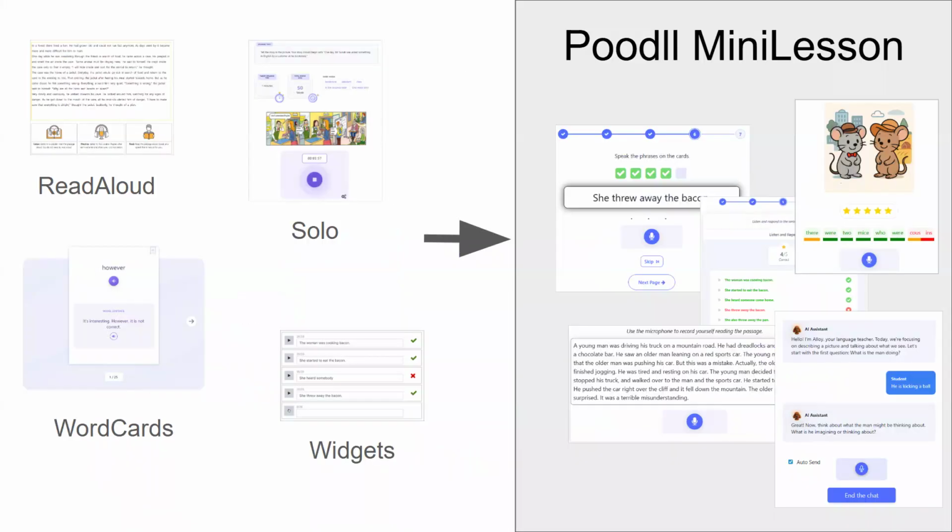So what we can do in Read Aloud, Solo, and Word Cards, we can do to some extent also in MiniLesson. And there are also widgets that we've had in Poodle in the past for dictation and shadowing and other activities that didn't really have a home where they had a grade or a completion because they didn't really justify a full plugin. But we've taken all that functionality and put that into MiniLesson as items, so we can actually build very customized, flexible, and useful mini lessons.